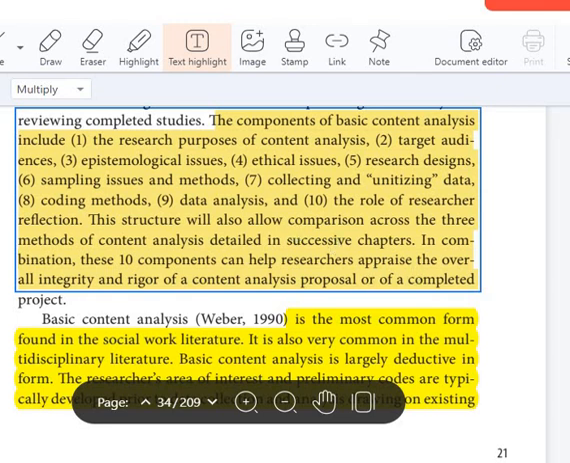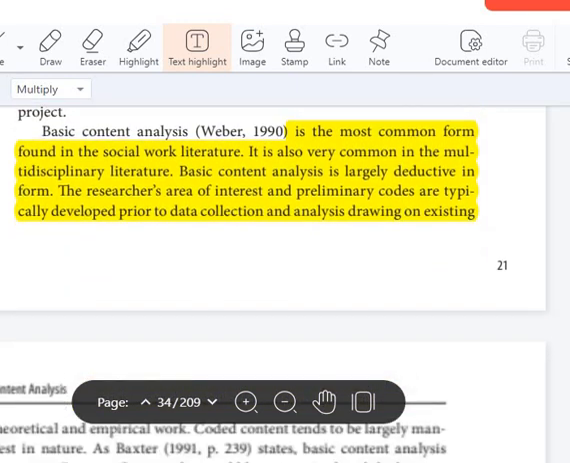Okay, now let's start with this part with the definition. Basic content analysis, as Weber defined it, is actually the most common form found in the social work literature. So it is used very much. It is used very widely in social work. It is also very common in the multidisciplinary literature. Basic content analysis is largely deductive in form. Okay, it can be actually used deductively or inductively.